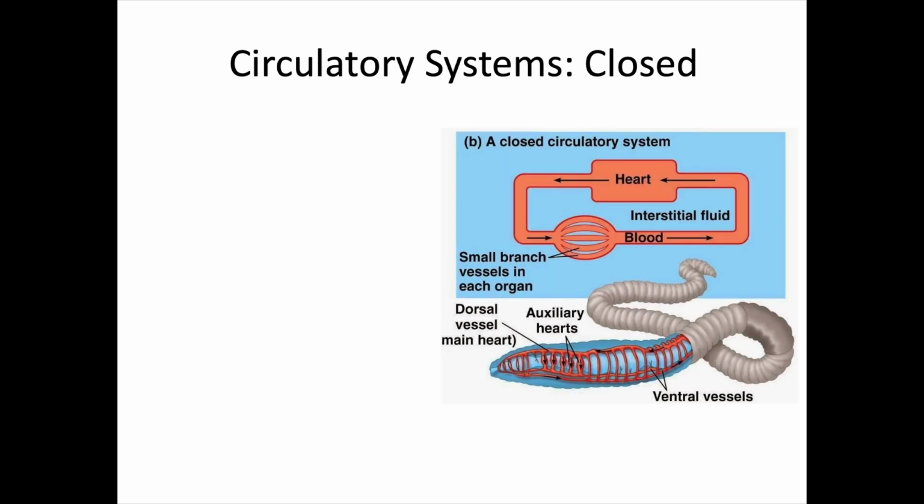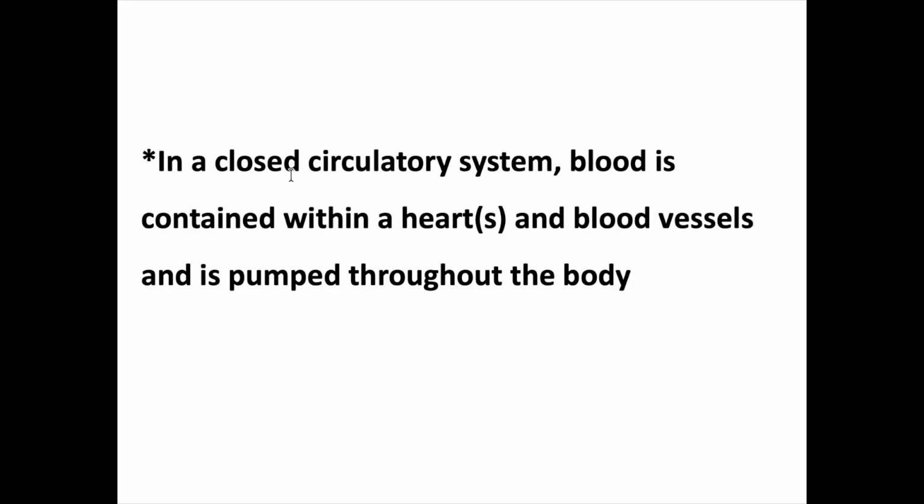So a closed circulatory system has blood that is contained or closed off from the rest of the body within blood vessels, arteries, and veins. And you've got a heart, or sometimes multiple hearts, that circulate this blood. It's called closed because the blood is within these vessels. In a closed circulatory system, blood is contained within a heart or hearts and blood vessels and is pumped throughout the body.